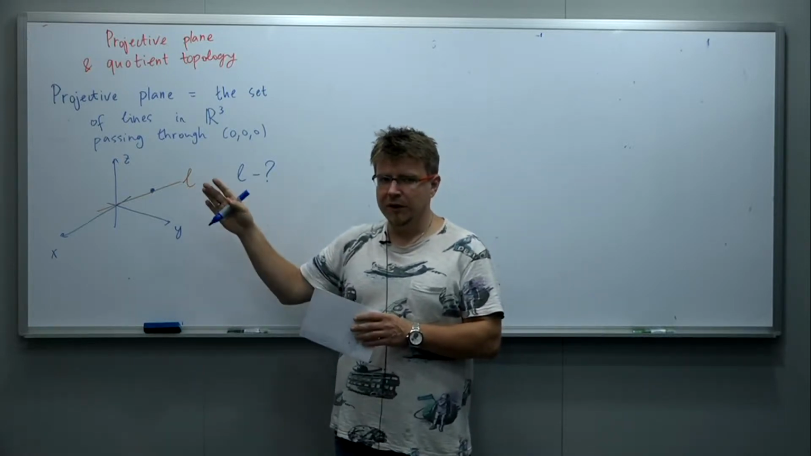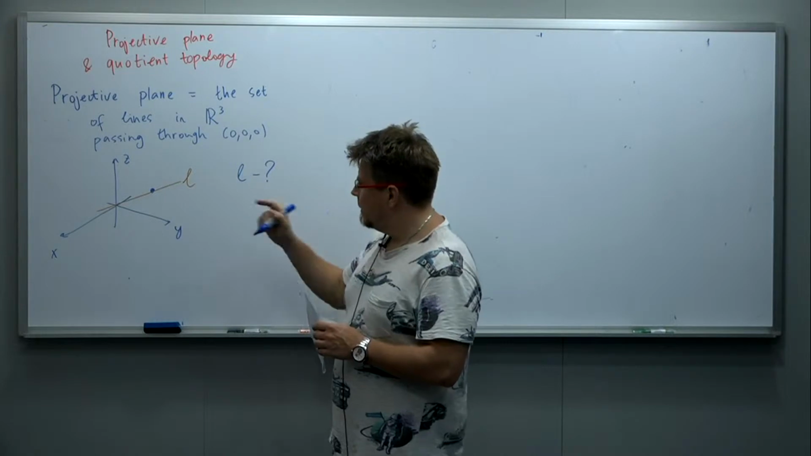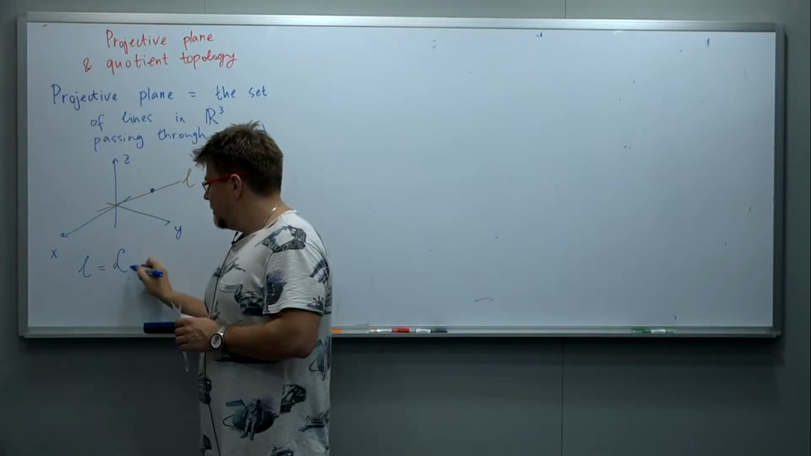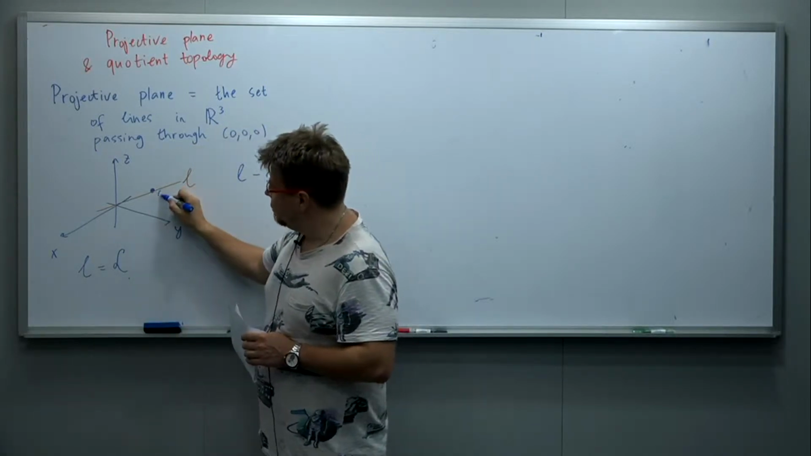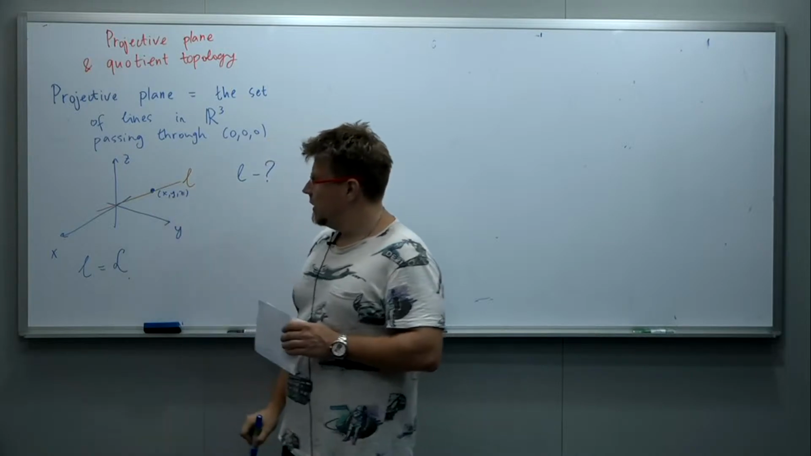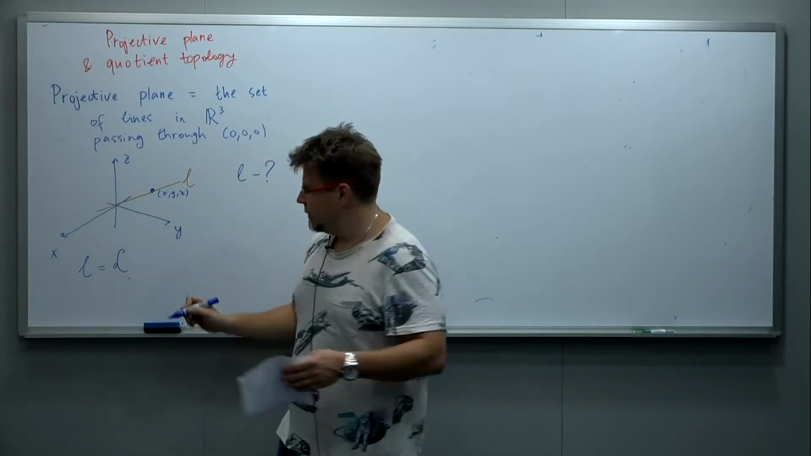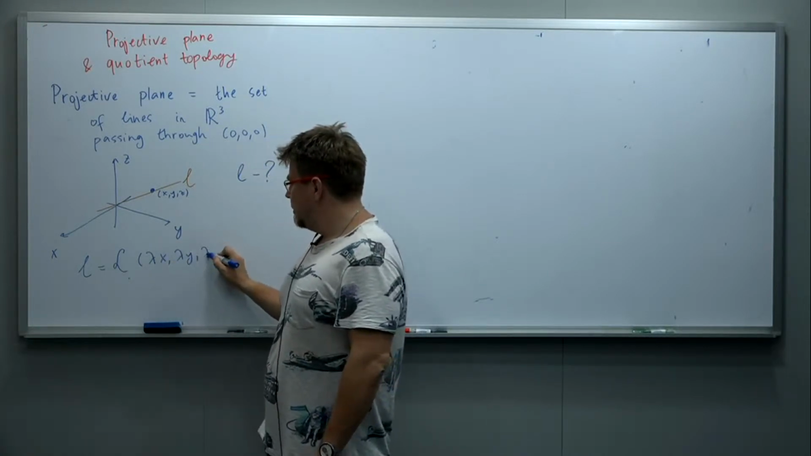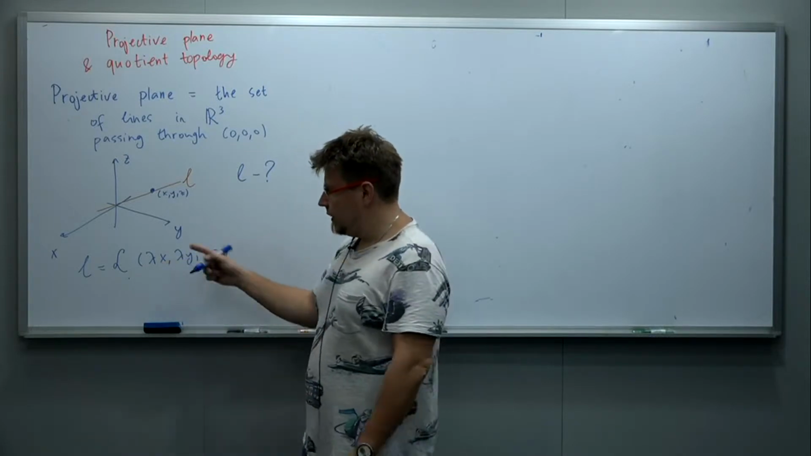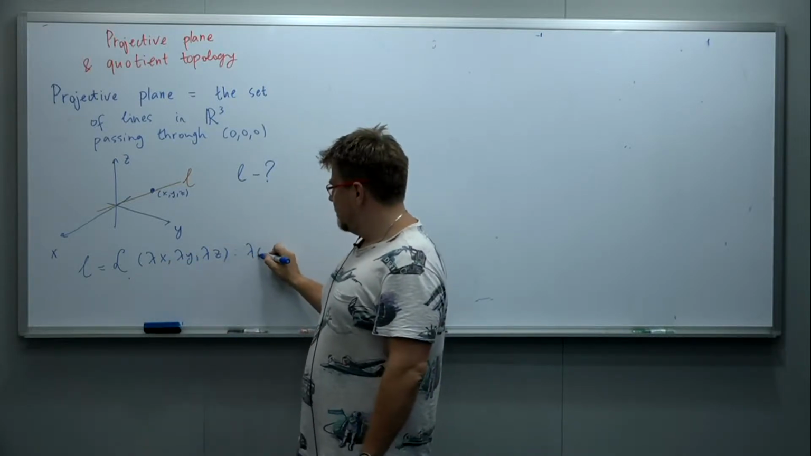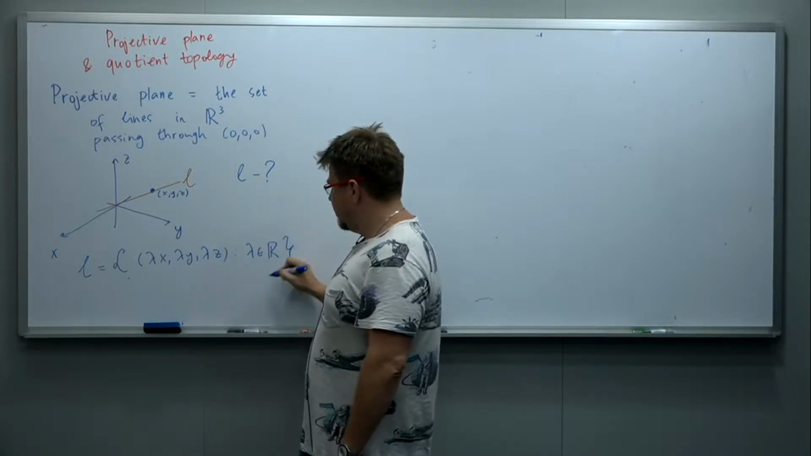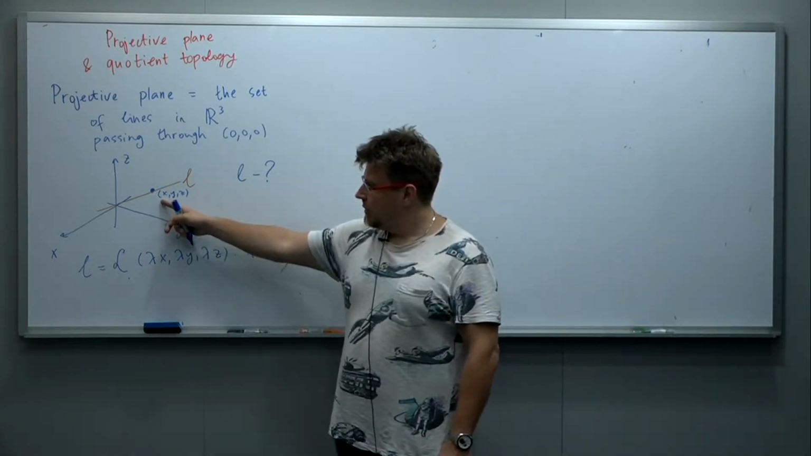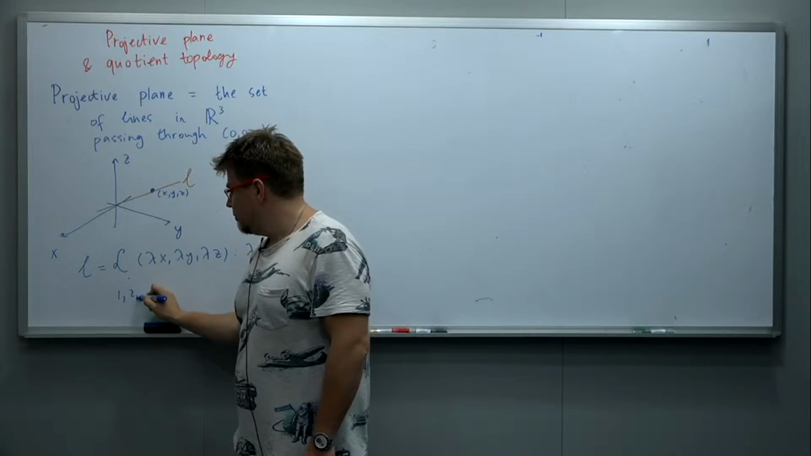And since this line is a one-dimensional subspace, it means that this L is going to be the set of points that are obtained from the point x, y, z by multiplying with different constants. So it's going to be the set of points that look like this: lambda x, lambda y, lambda z, for all possible values of lambda.